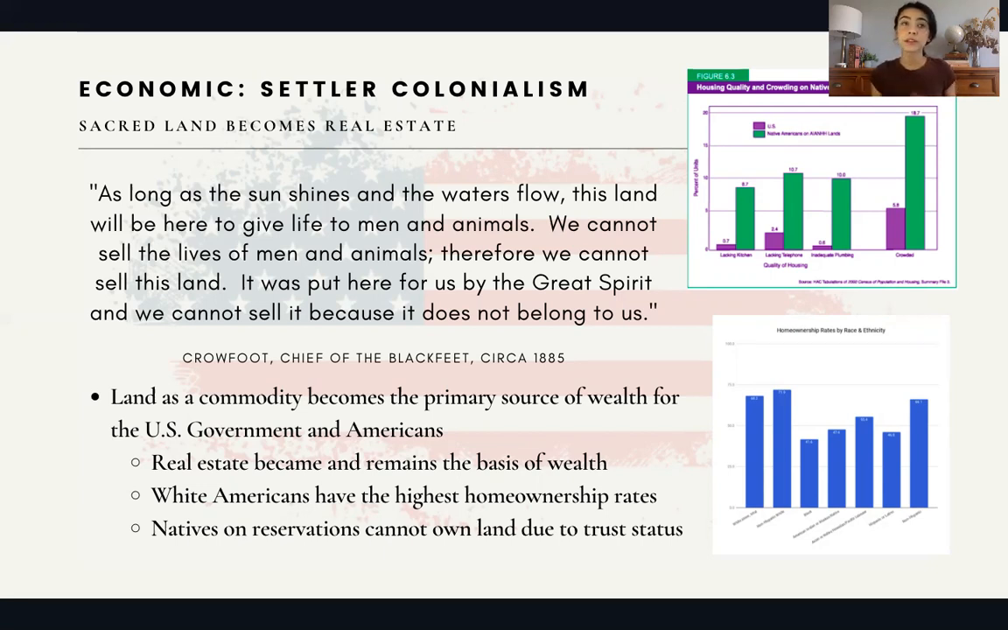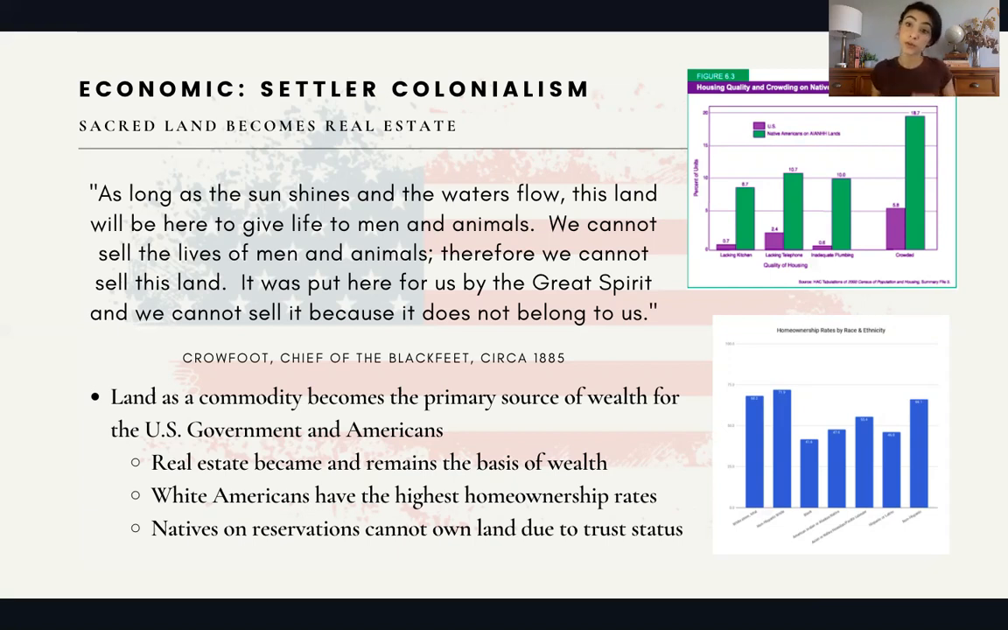Well, when the United States comes, they do turn it into a commodity. They give money for the treaties, and then they buy and sell this land. So land, as it becomes a commodity, becomes the primary source of wealth for the United States government. All the wars that are carried out, all the policies, the majority of the funding is coming from this land that has been taken from Native Americans.